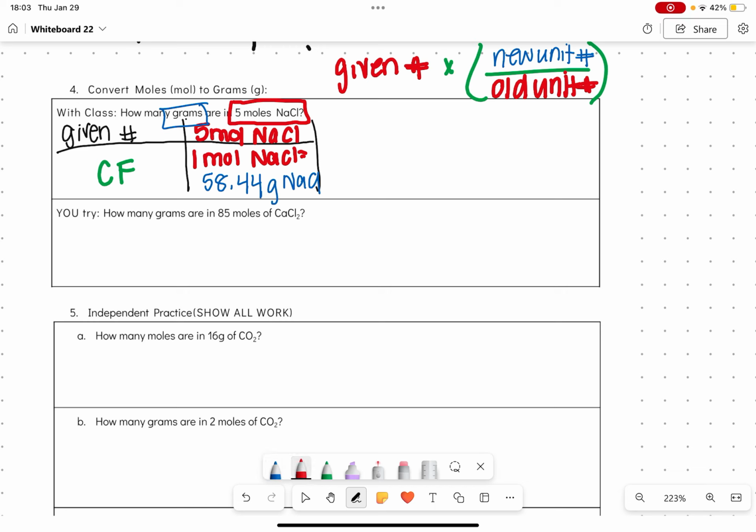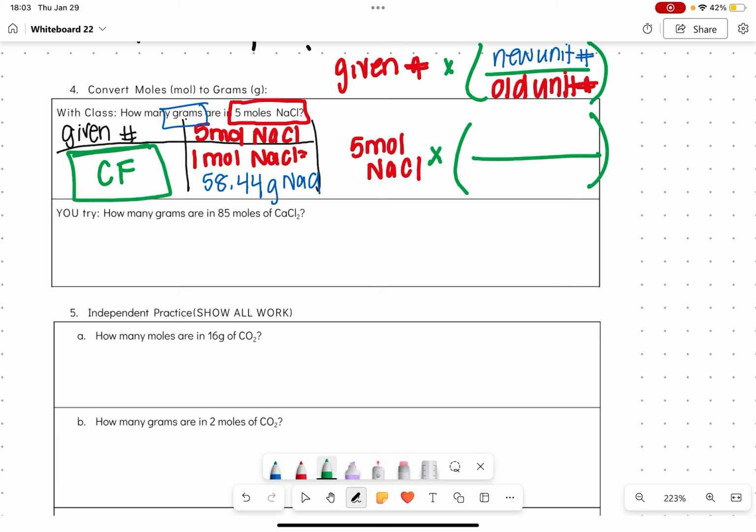So my given number goes out front, so 5 moles NaCl, and I'm going to multiply it by my conversion factor. So if you notice in the chart, I put my conversion factor in a different color, so that way I remember that those numbers are what's going in the center. The old unit is going to go on the bottom. And so I start with moles of NaCl. I want to get rid of moles of NaCl. So to cancel it, I'm going to put my 1 mole NaCl for my conversion factor on the bottom.